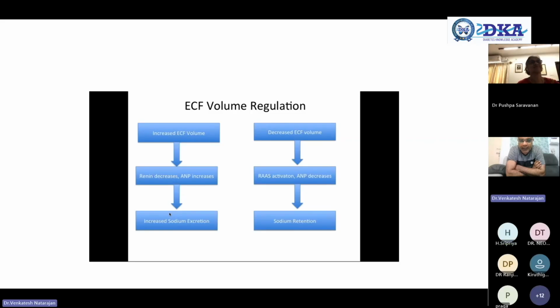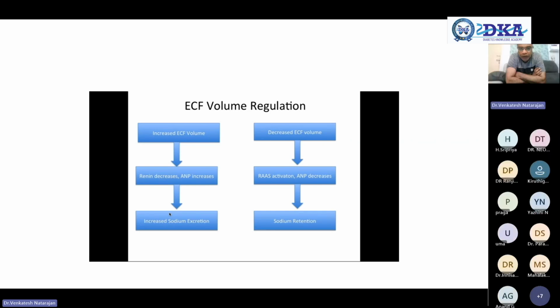So he has clearly laid out the foundation for how volume distribution occurs. So my topic for the day is about hyponatremia. I'm not going to get into the nitty-gritty of the pathophysiology of hyponatremia, but rather I would settle to give you some algorithms as to how to manage hyponatremia.